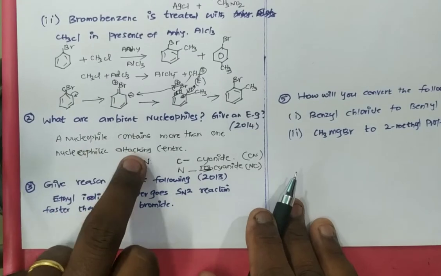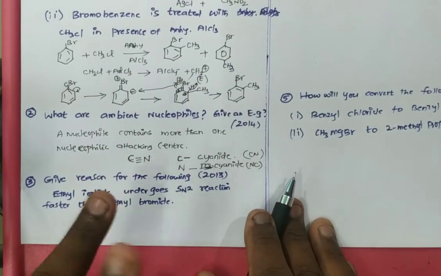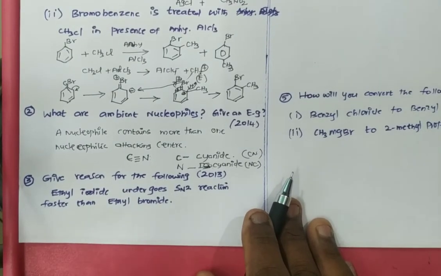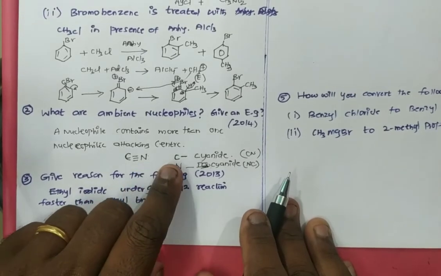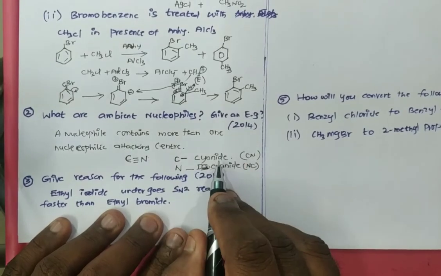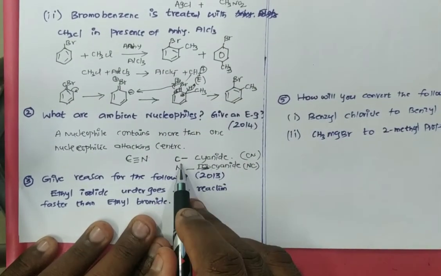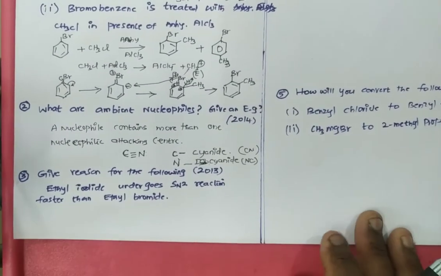So the nucleophile contains more than one nucleophilic attacking center. Even though it has two different attacking centers, any one of the centers will come and attack the reactant to form the respective product. If the carbon donates electrons, it forms cyanide as the product. If instead nitrogen gives electrons to the reactant, it forms isocyanide as the product.